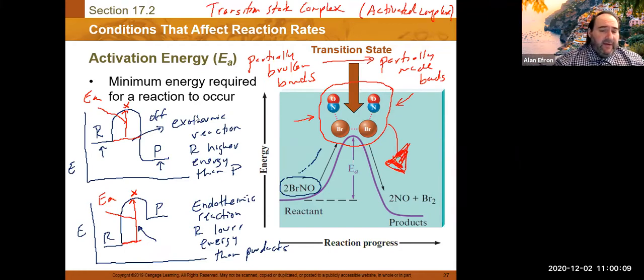Now, this activation energy obviously plays a big role in the rate of a reaction, how fast or slow it occurs. If you have a very big activation energy, that means you have a very big hill to climb to get to the other side. You would expect it to be a slower reaction than something that has a very small activation energy, which would be able to get to the other side a lot quicker. Any questions on any of that there?